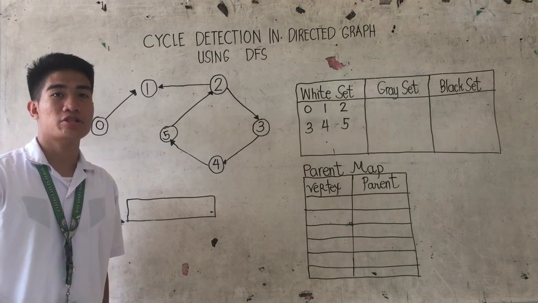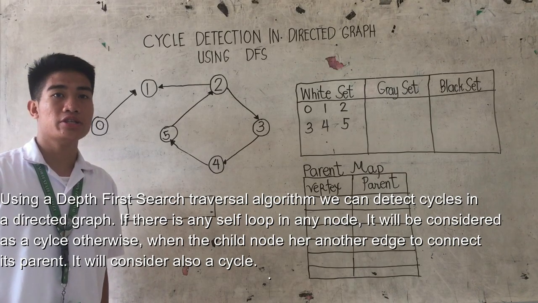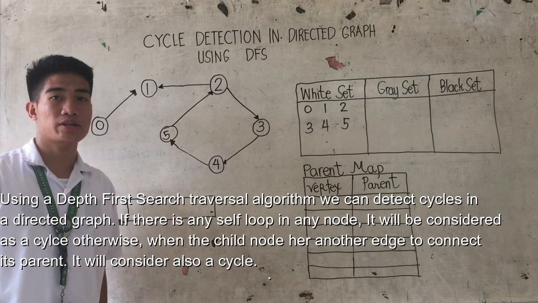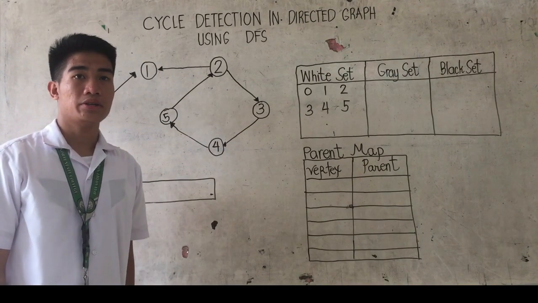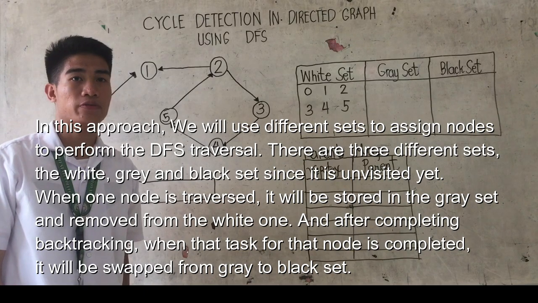Using a depth-first search traversal algorithm, we can detect cycles in a directed graph. If there is any self-loop in any node, it will be considered a cycle. Otherwise, when a child node has another edge connecting to its parent, it will also be considered a cycle. In this approach, we will use different sets to assign nodes to perform the DFS traversal.